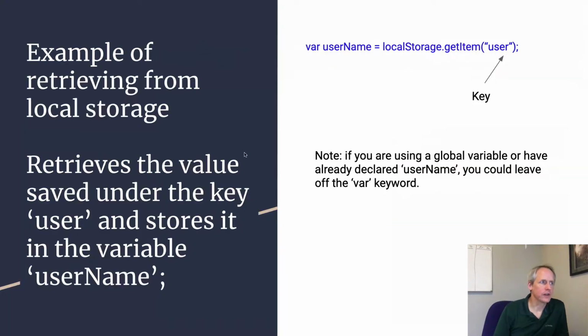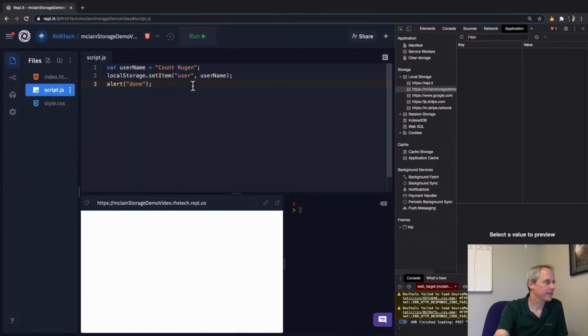To retrieve an item, we say var username equals localStorage.getItem user. If you're using a global variable or have already declared username, you could leave out the var keyword and it would work out just as well. So let's hop on over and take a look at that. I've done this. I'm going to run this again to put it in there.